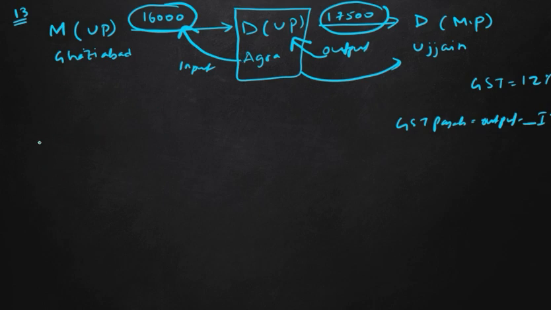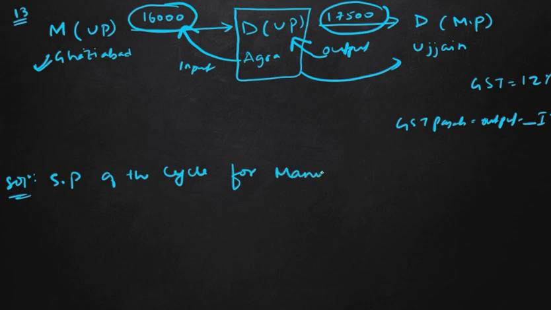Okay, so the final solution will be, number one, the net GST payable. For this we have to find the selling price. So the selling price of the cycle for the manufacturer, this is 16,000.